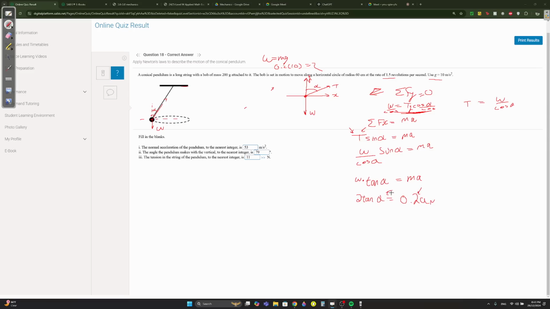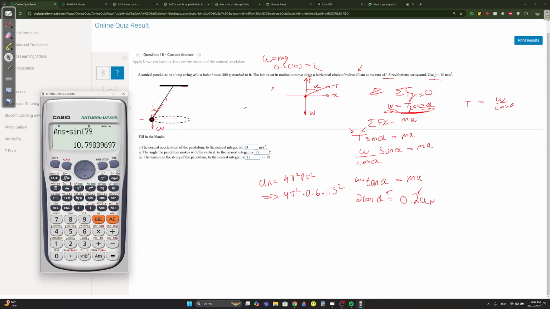Basically, for this one, you have two unknowns, and you can actually find the acceleration a_n, which is 4 pi squared r f squared. So 4 pi squared r is 0.6 times 1.5 squared, and if you go back, you're going to get this 53.3. Then they're saying the angle the pendulum makes. Obviously, you have this equation, right? So you can just do shift tan. Take the 2 divided by the other side. So it's going to be 0.2 times a_n, which we got is 53 over 2, and you're going to get this.